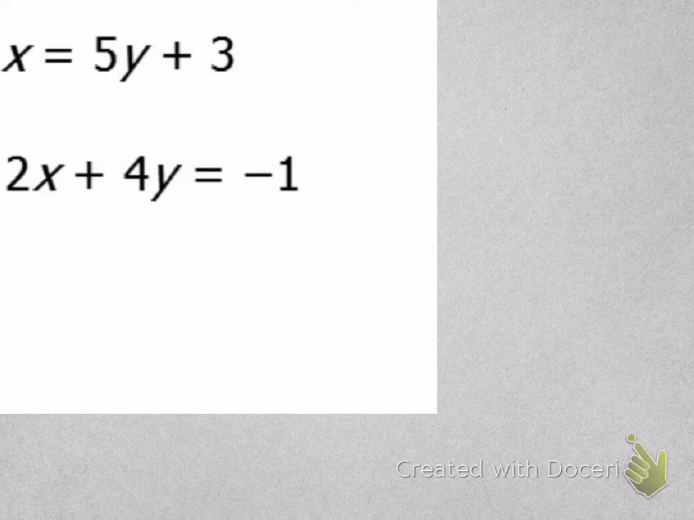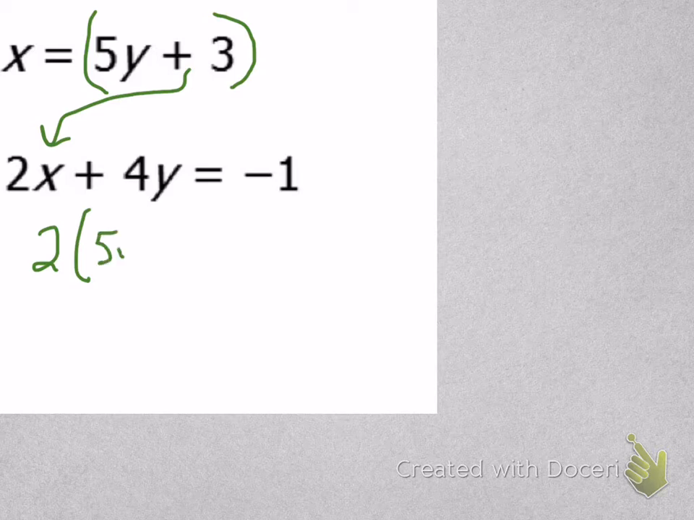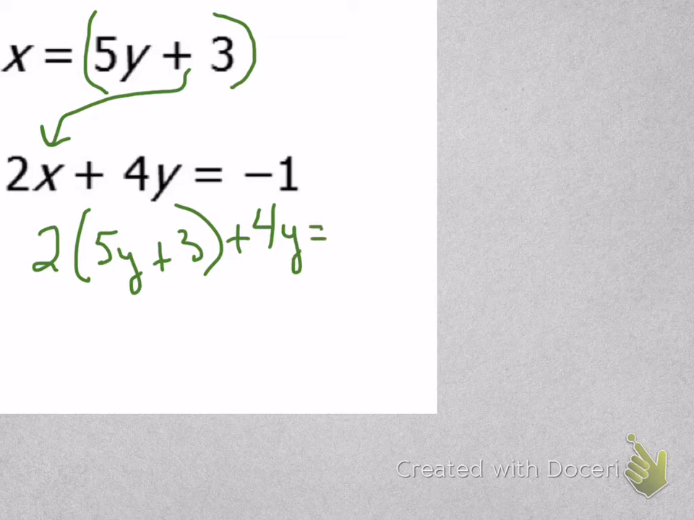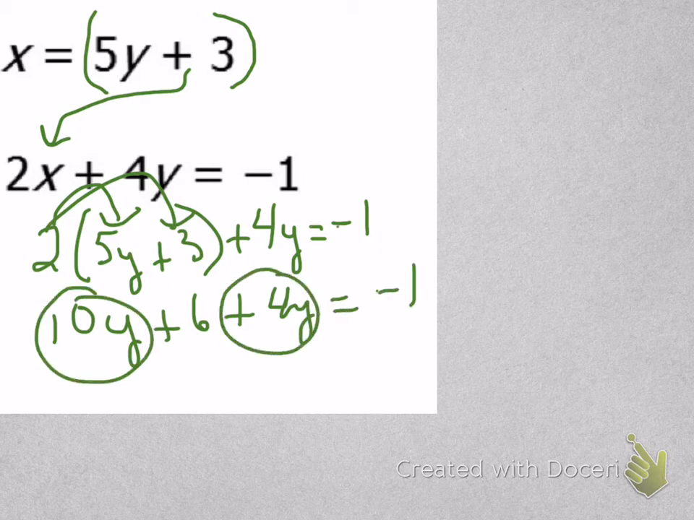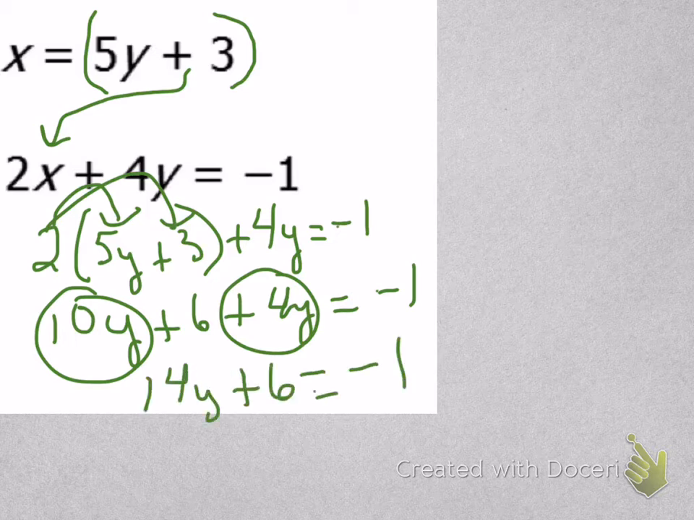For this example, we have x equals by itself. So we are going to plug all of this in for the x value this time. So we're going to 2 parenthesis 5y plus 3 close a parenthesis plus 4y equals negative 1. And then we're going to distribute. So when we distribute, I get 10y plus 6 plus 4y equals negative 1. Combine my like terms. So I have 14y plus 6 equals negative 1.